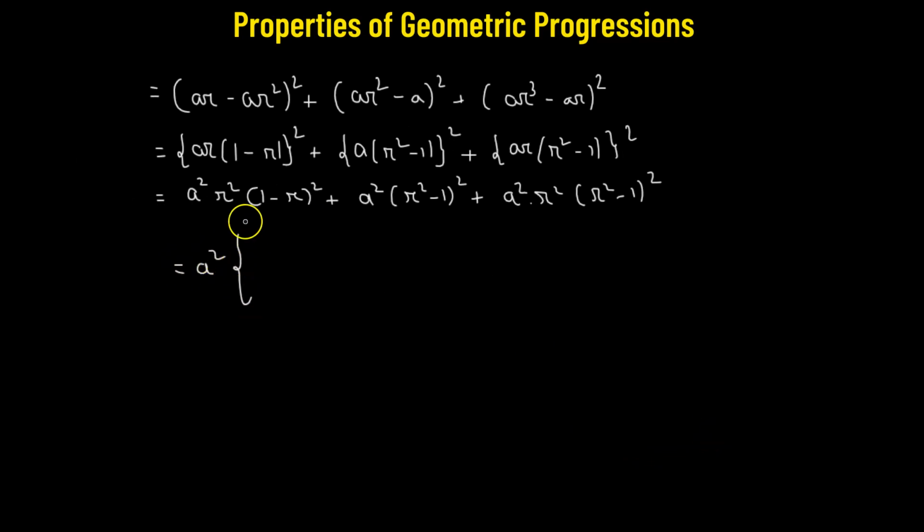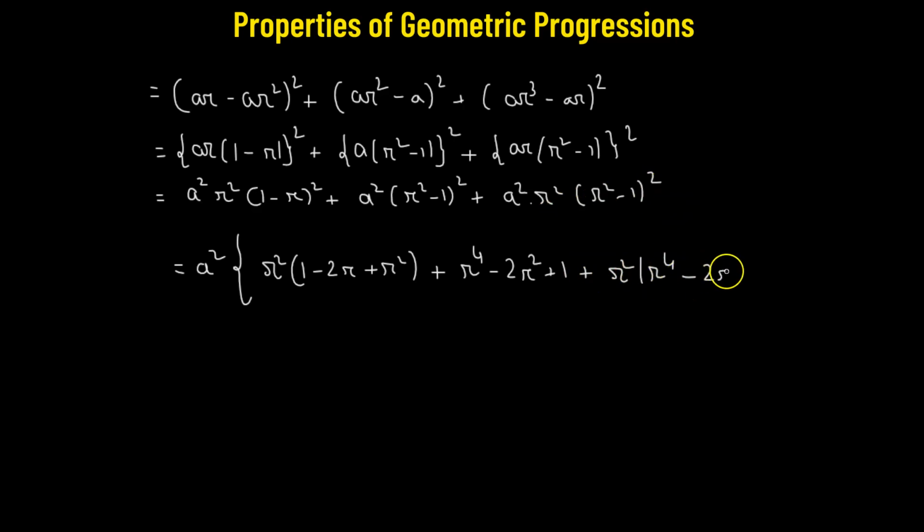Now from each of the terms, we are going to take a squared as the common factor. So we have r squared multiplied by (1 minus r) whole squared, so that's 1 minus 2r plus r squared. Plus we have already taken a squared as the common factor, so we have (r squared minus 1) whole squared, so that will be r raised to the power of 4 minus 2r squared plus 1. Plus we have r squared multiplied by (r squared minus 1) whole squared, so that's r raised to the power of 4 minus 2r squared plus 1.